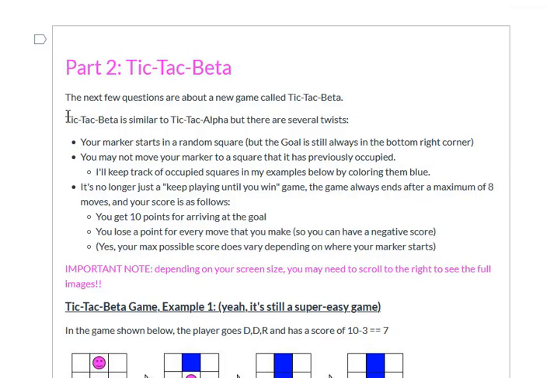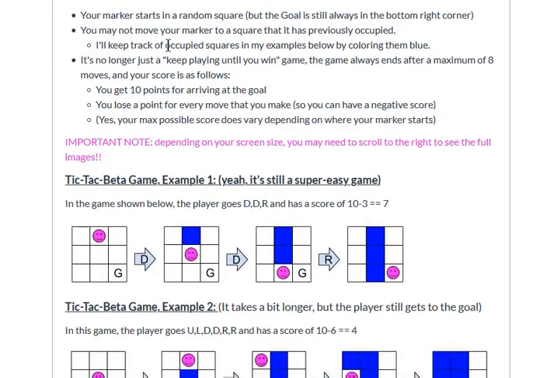Okay, tic-tac-beta. The next few questions are about a game called tic-tac-beta. Tic-tac-beta is similar to tic-tac-alpha, but there are several twists. Your marker starts in a random square, but the goal is still always in the bottom right corner. You can move your marker to a square that is previously occupied. You may not move your marker.